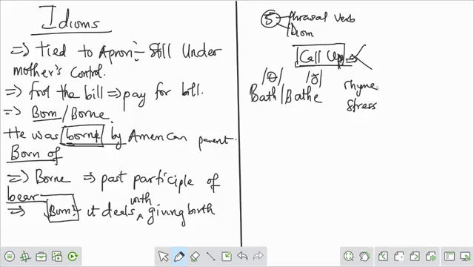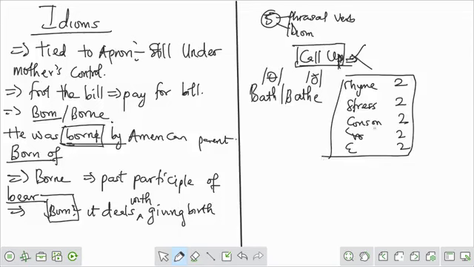Rhyme, they may ask you maybe two questions. Stress, maybe two questions. Consonants, maybe two questions. Vowel, maybe two questions. They will just ask you like that. And I think emphatic stress, they may ask you two questions. So that's how they ask. You need to know the structure of questions, how JAMB asks questions.